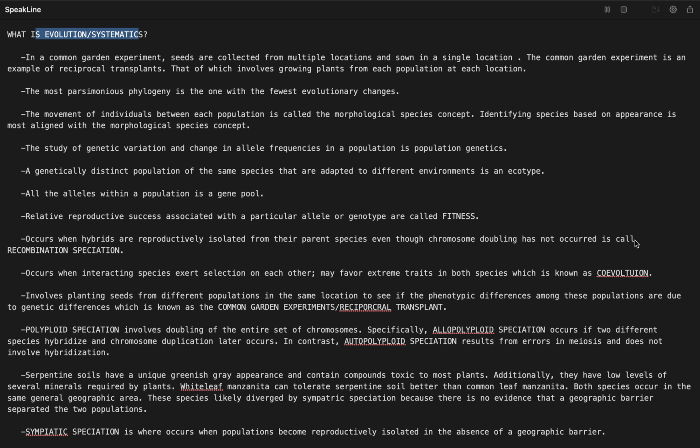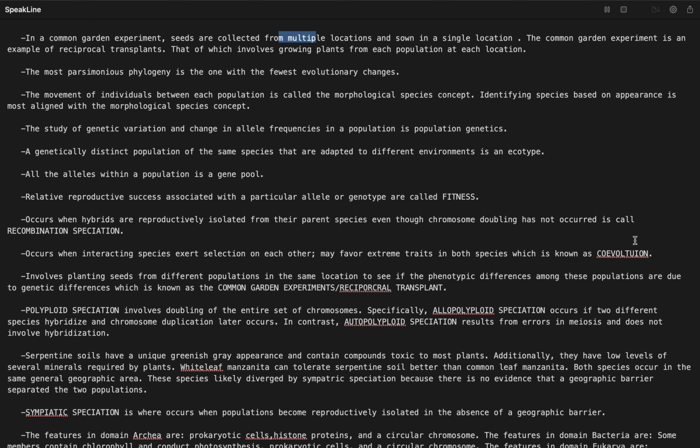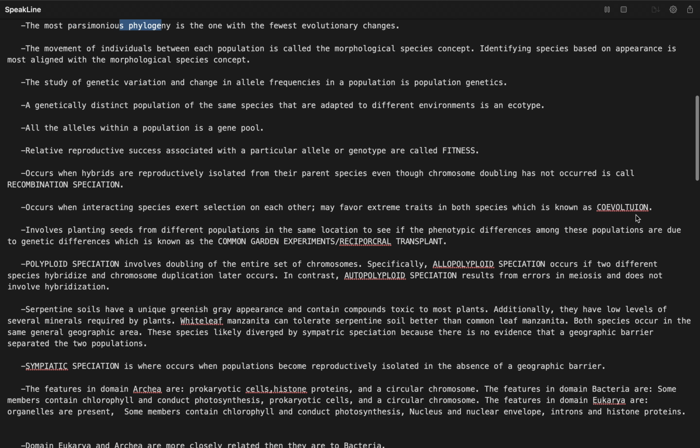What is evolution systematics? In a common garden experiment, seeds are collected from multiple locations and sown in a single location. The common garden experiment is an example of reciprocal transplants, which involves growing plants from each population at each location. The most parsimonious phylogeny is the one with the fewest evolutionary changes.